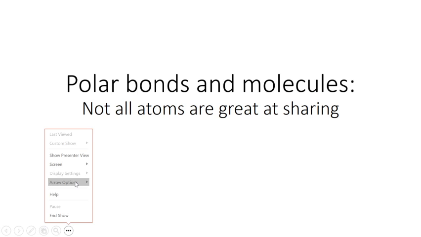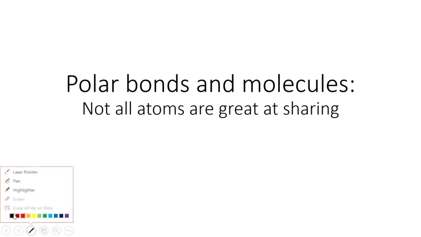All right, so this video is going to be all about polar bonds and molecules. Because like it says, not all atoms are great at sharing. So even when you have covalent bonds, some of them are not going to share their electrons equally, and so you end up with something that is called a polar bond.